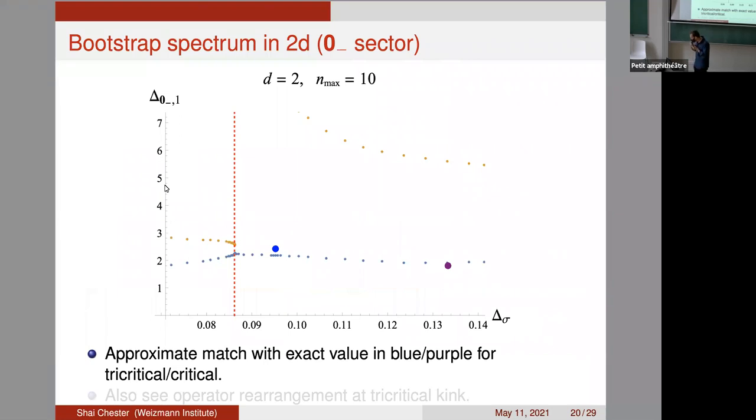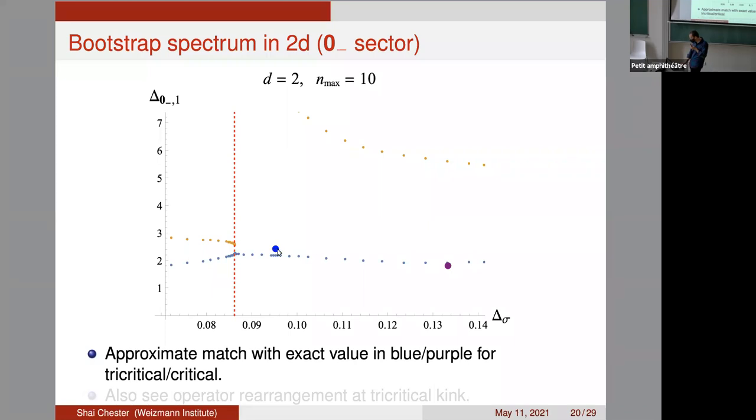So now I'm going to look at another sector. This is also in two dimensions. This is the sign sector, the O minus. In this case, at the kink, you also see some operator rearrangement. There were two operators to the left and just one operator to the right, which is what you expect because there shouldn't be two operators very close to each other. So that's just another sign of what this kink means.